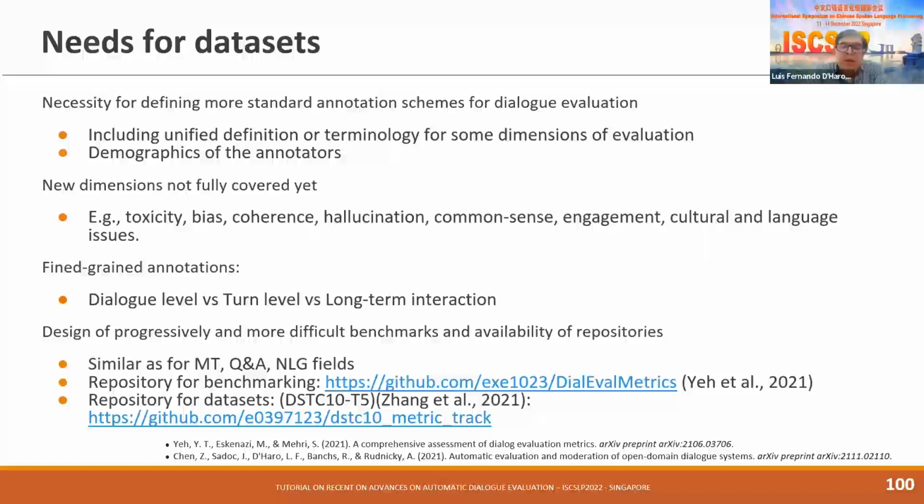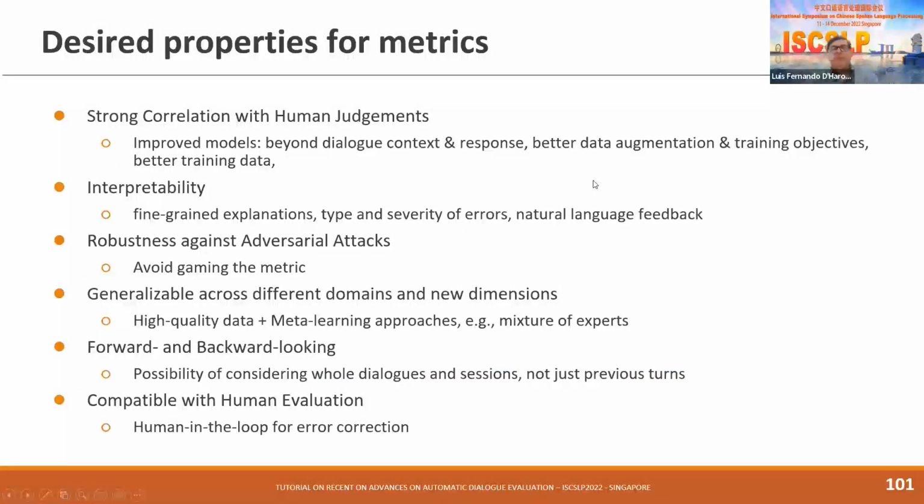We have seen that in other fields like MT, Q&A, and NLG, there has been a lot of progress because there are benchmarks and data sets. So we have been working with Chen and different researchers around the world on creating this kind of benchmark and data sets. We gave you the links here so you can go and check them, because if you're interested in working on this topic, there are definitely resources for it. Then what we are looking for are some desired properties for metrics: a strong correlation with human judgment, interpretability, as I said before, and robustness against adversarial attacks.